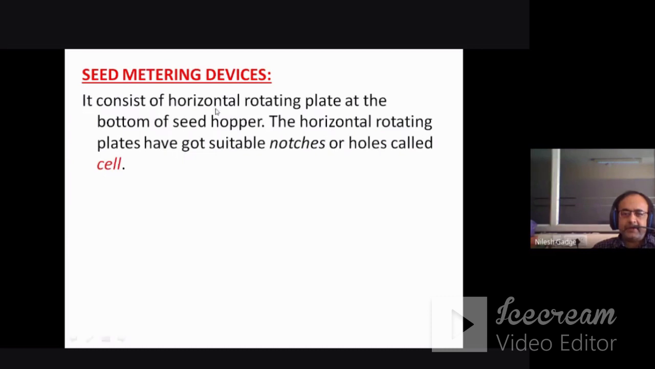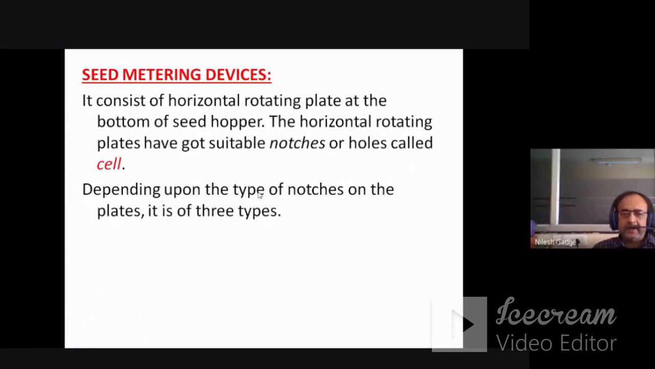So it consists of a horizontal rotating plate at the bottom of the seed hopper. The horizontal rotating plate has suitable notches or holes called cells. Depending upon the types of notches on the plates, there are three types of metering mechanisms: edge drop, flat drop, and heel drop. I will show you the figures of the edge drop, flat drop, and heel drop mechanisms.